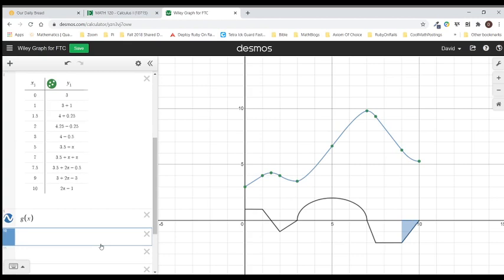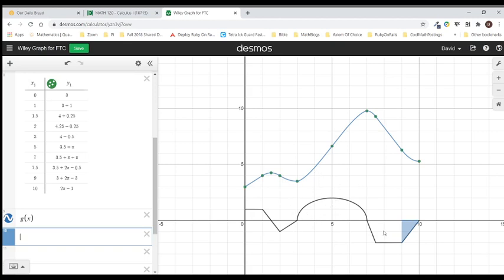The concavity is very important, by the way, and I want to talk about that just for a second. When the derivative is constant, the original function is linear. When the derivative is decreasing, the original function is concave down. When the derivative is increasing, the original function is concave up.